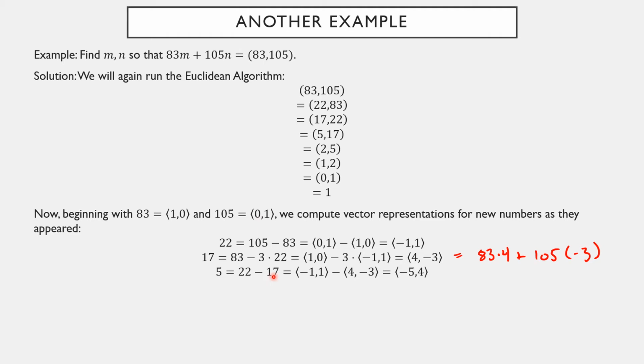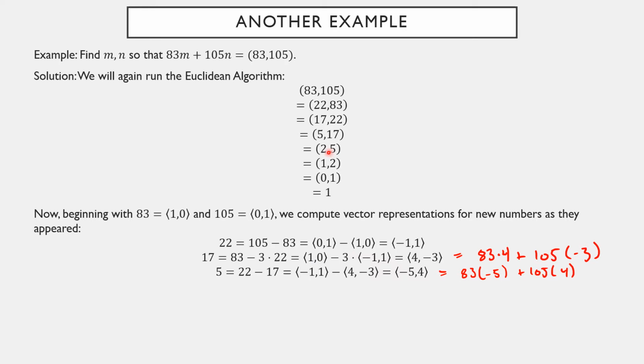In the next line, we have 5 as the remainder of 22 over 17. That's just 22 minus 17. We already had a vector for 22, and we just computed a vector for 17, so take their difference. Negative 1 minus 4 is negative 5. 1 minus negative 3 is positive 4. So here is a vector to represent 5. And it's not necessary to write, but we could state that this means 5 is equal to 83 times negative 5 plus 105 times 4. And you can check, indeed, that does work out.